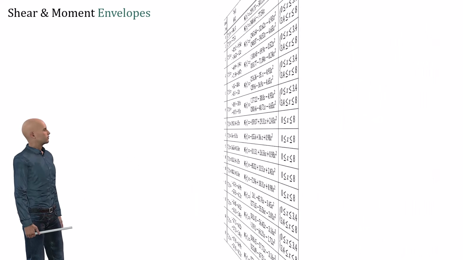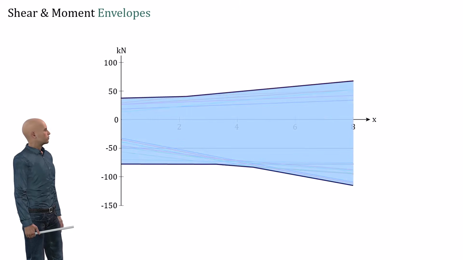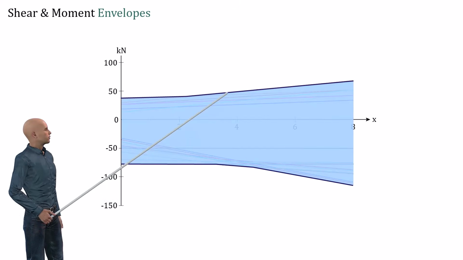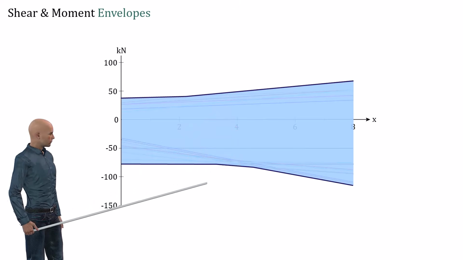Let's graph the shear equations on the same plot. This gives us 15 shear diagrams, 1 for each load case. Together, these line segments define a bounded region. The positive shear force in the member does not exceed the upper boundary shown here. Similarly, the negative shear force in the member does not fall below the lower boundary defined by these line segments.